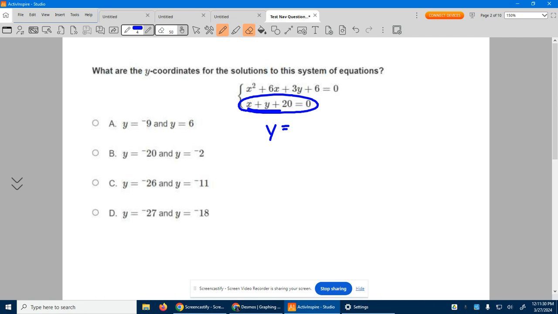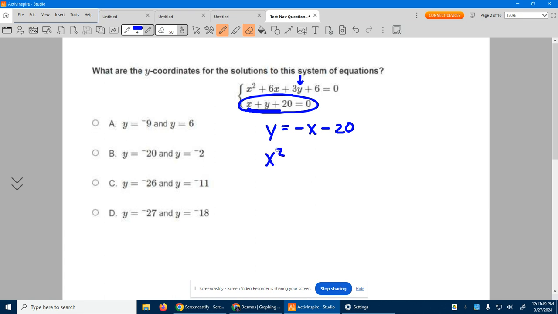So I'm going to move the x over. I'll subtract x from both sides, so it goes over negative. Subtract 20, so it's going to go over negative also. So y is equal to the opposite of x minus 20. I'm now going to replace this y right here with that.